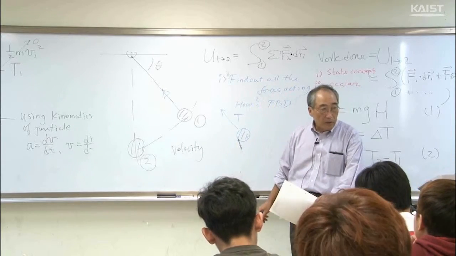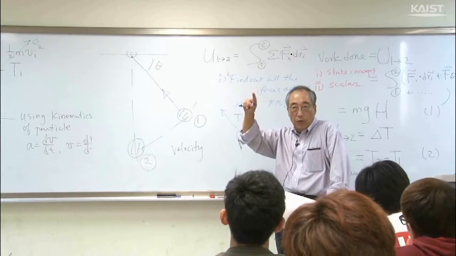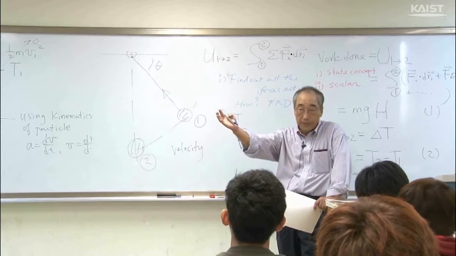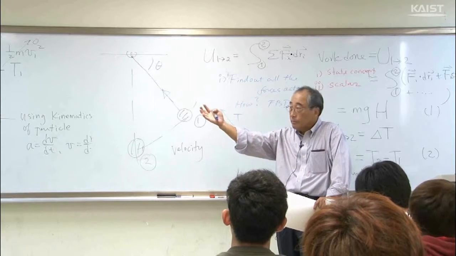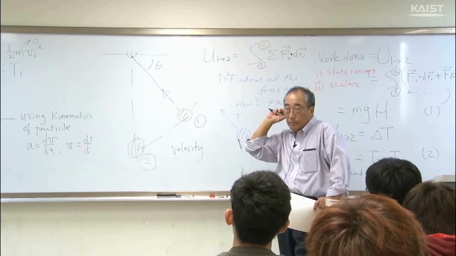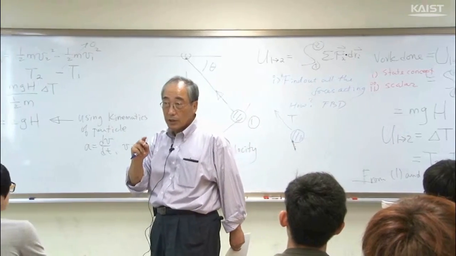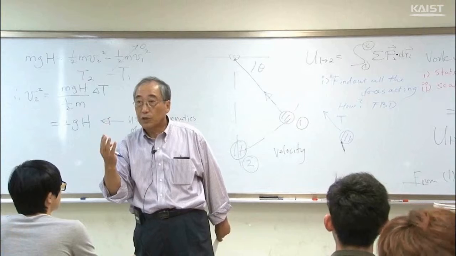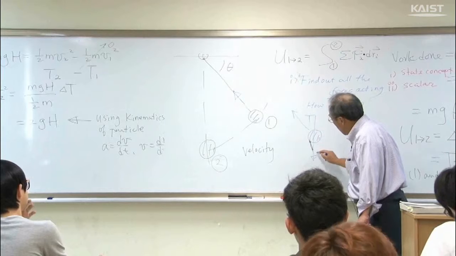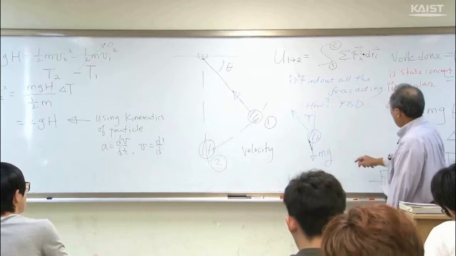And in this course, there are two kinds of force. One is the force due to the connection or constraint. And the other is the force due to the presence of a gravitational force field or electromagnetic force field, and so on. So that is mg. Okay, I did the second step.